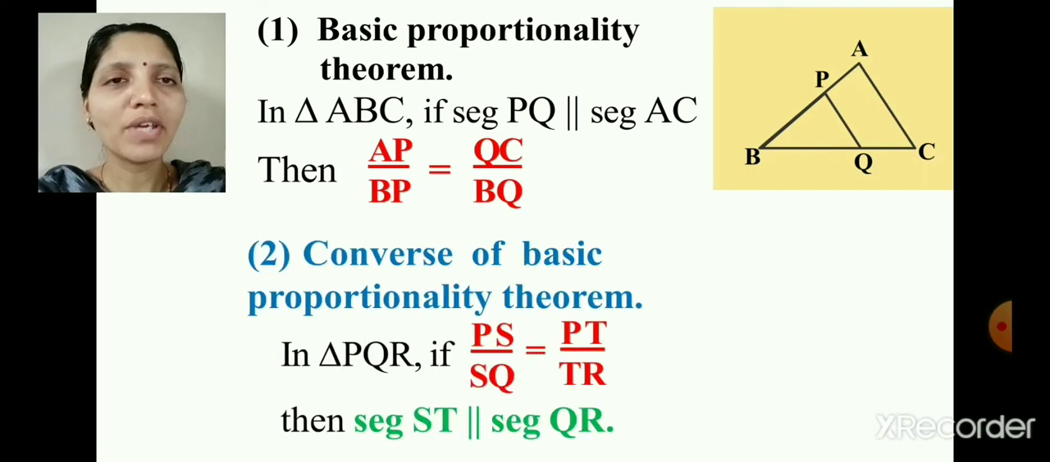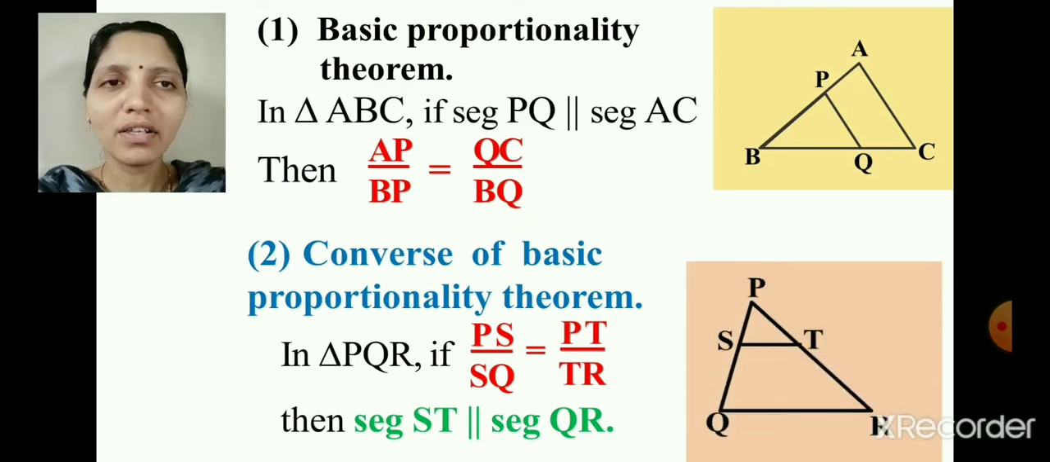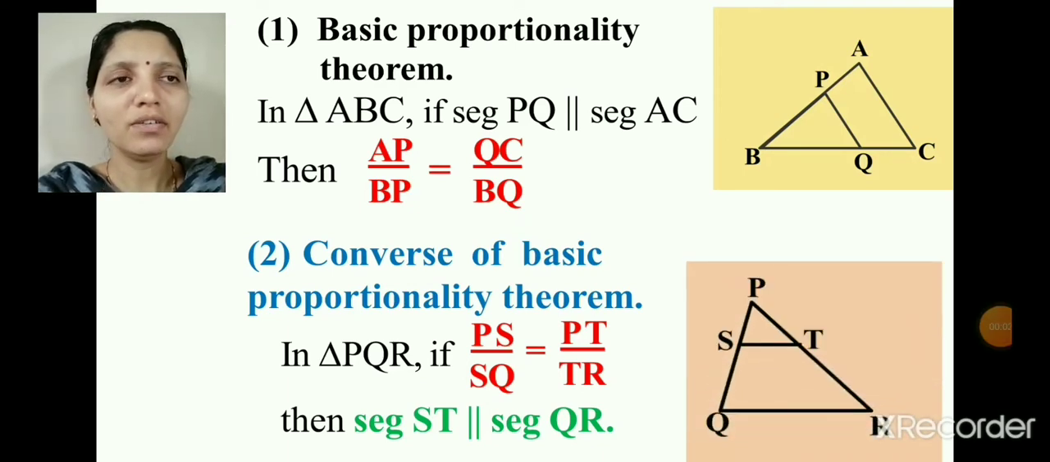After that we have seen the converse of the basic proportionality theorem, in which we have to consider one triangle. Here we are considering triangle PQR. If PS upon SQ is equal to PT upon TR, then we can say that segment ST is parallel to segment QR.